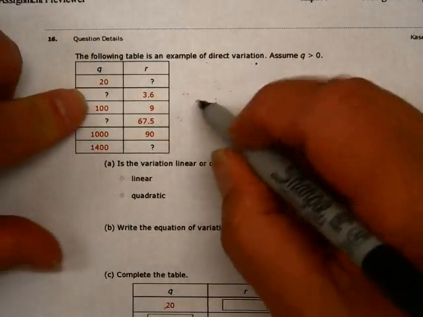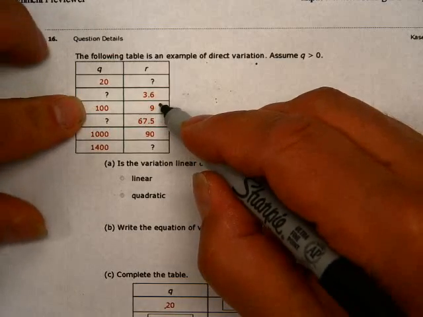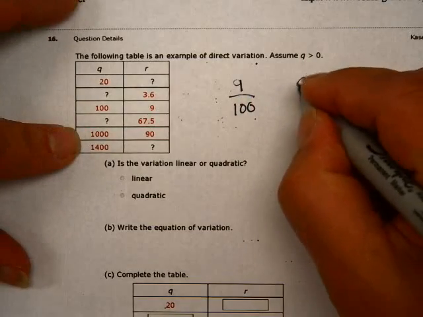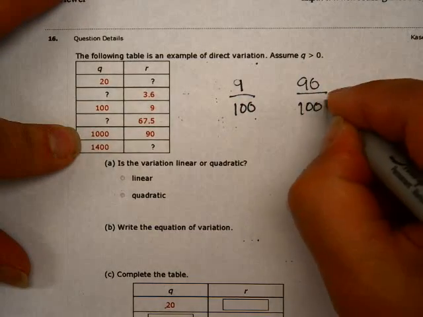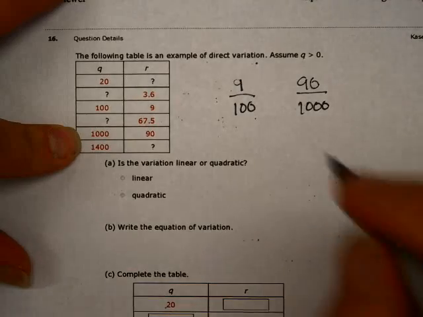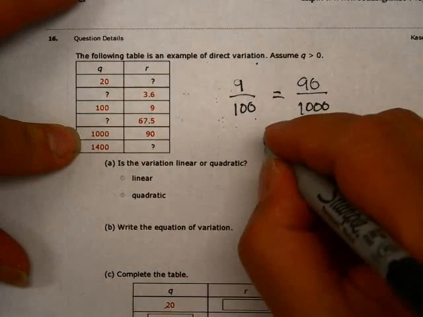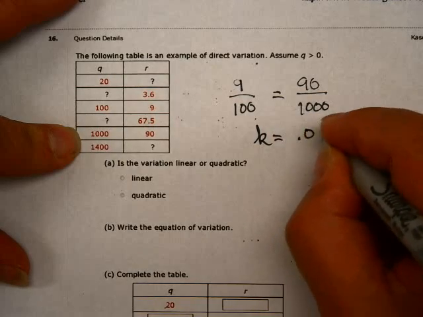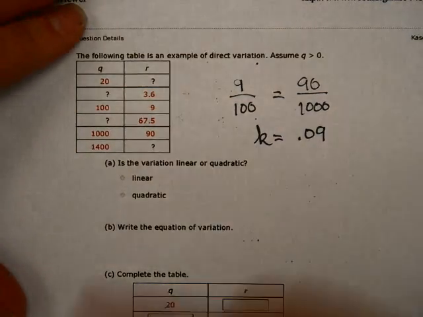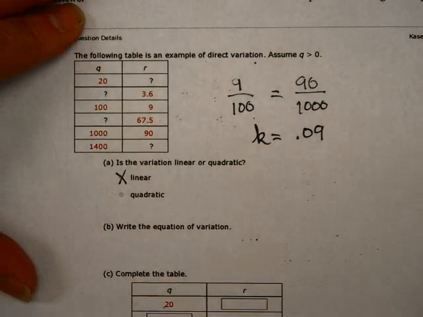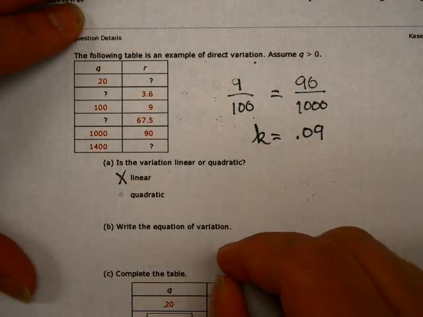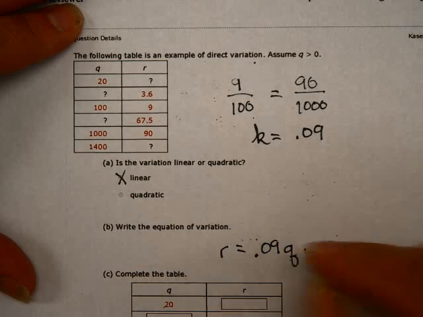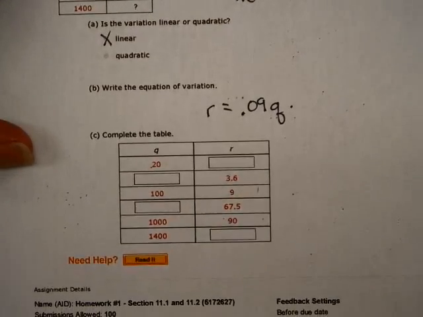Okay, to check direct variation, I'm going to say this is input and this is output, and I have 9 over 100, and I have 90 over 1,000, and you can see that these two ratios are exactly the same. So therefore, this is direct variation, and your constant of variation is 0.09, or 9 over 100. So we are linear direct variation. My equation would be r equals 0.09 times q.